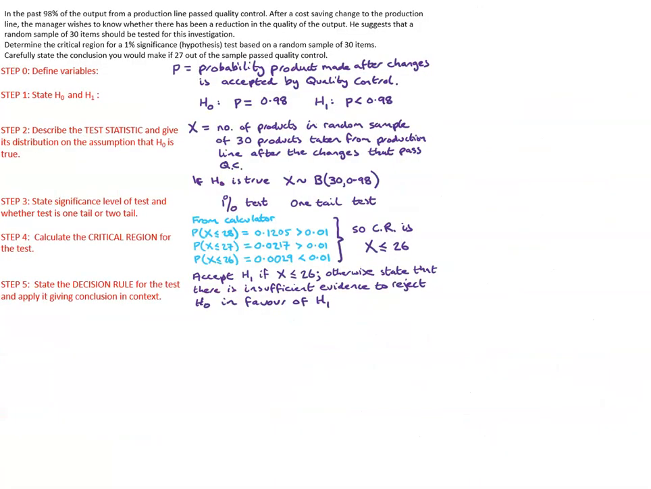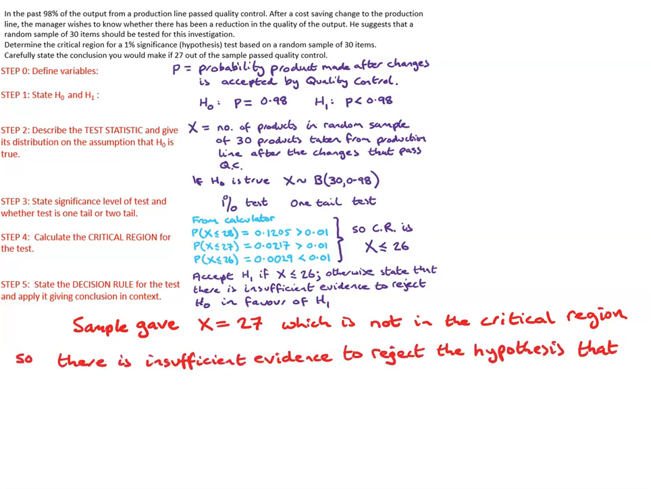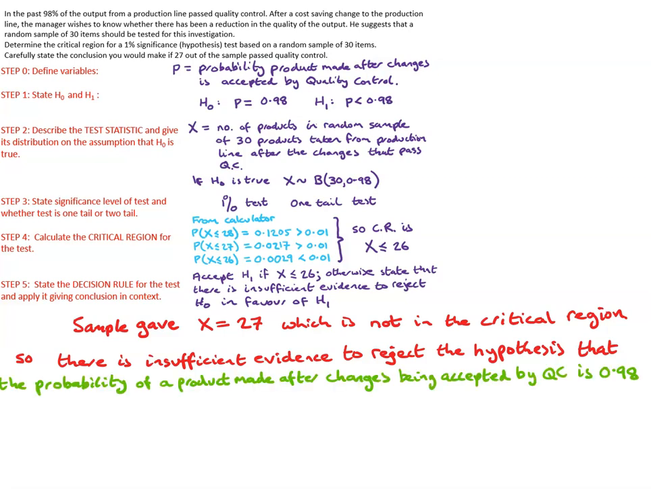In this particular case, the sample that we had gave us a value of x which is 27, which is not in the critical region. If we're not in the critical region, we're going to say that there is insufficient evidence to reject the null hypothesis, and we need to state the null hypothesis in this case fully and in English.